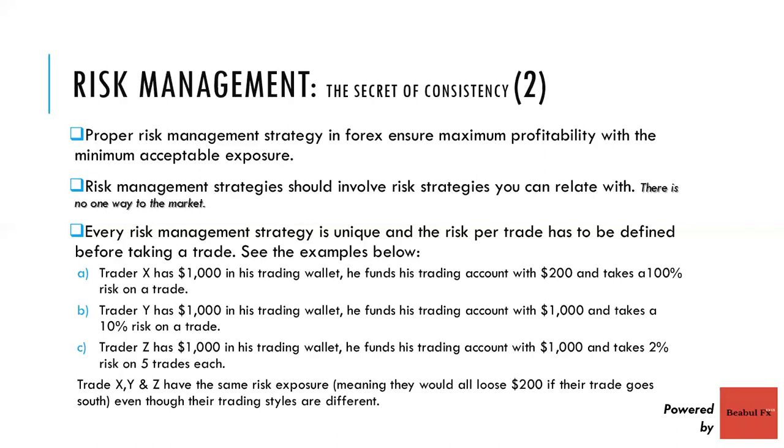Remember, we've spoken about accuracy level, and your accuracy level has to be above 60%. So if your accuracy level is above 60%, and for every accurate trade you're making 3x on every trade that you lose, I'm sure your profit is going to be at an exponential level. Okay. Now, risk management strategies should involve risk strategies that you can relate with.